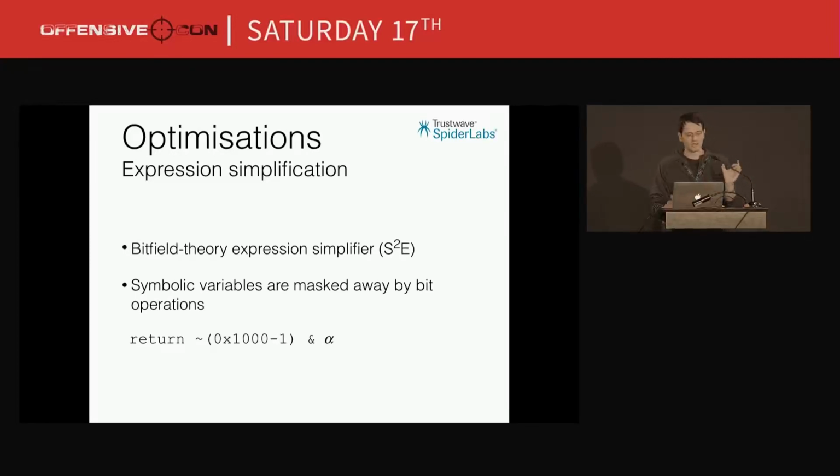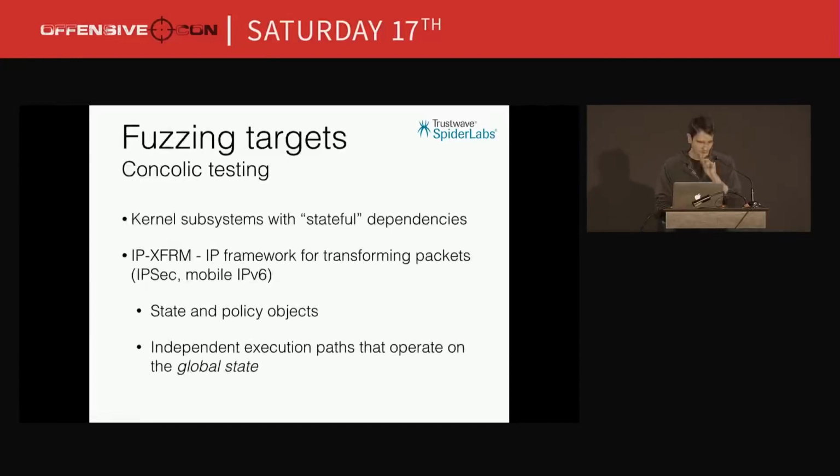And if we end those values, it doesn't matter what the 12 bits of alpha are, because they're going to be zeros. Right? So we do those little optimizations, but they really help when you're trying to solve a huge number of constraints.